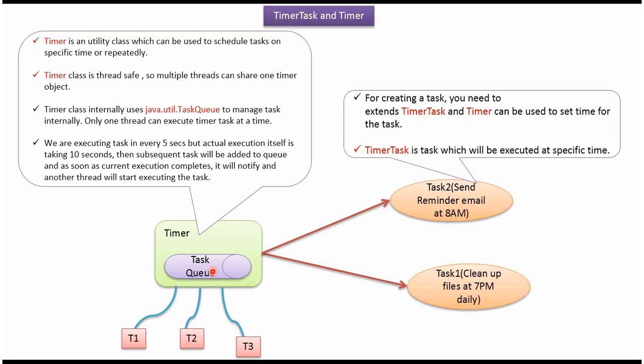Suppose we are executing a task every 5 seconds, but the actual execution itself takes 10 seconds. Then the subsequent task will be added to the queue, and as soon as the current execution completes, it will notify, and another thread will start the pending task.